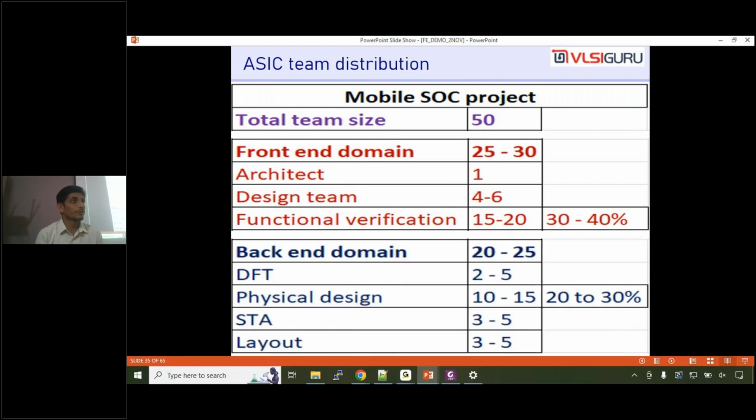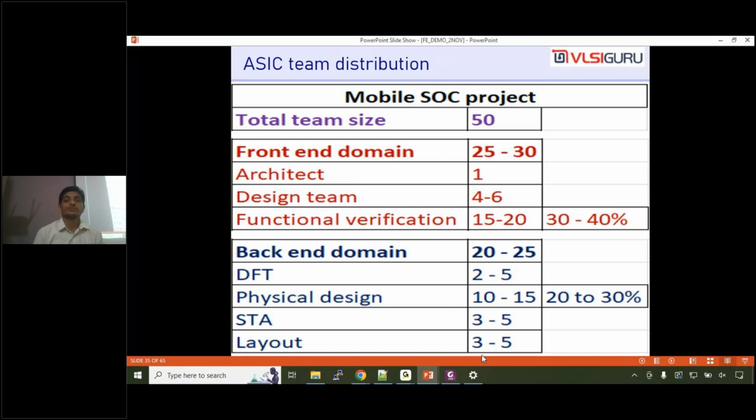Now, backend domain, how many people will be required? Around 20 to 25. DFT will require 2 to 5. Physical design requires 10 to 15. STA will require 3 to 5. Layout will require 3. It's a very rough distribution. Then you may ask, where is the post silicon validation engineer? Different roles, right? I just gave a rough estimate.